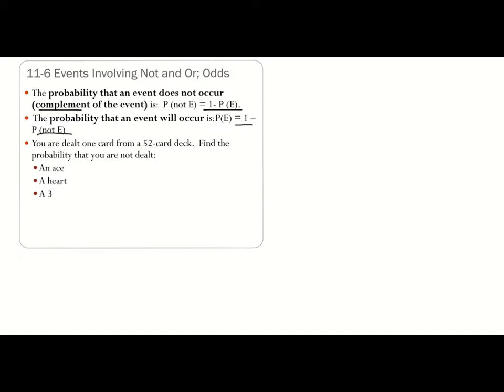So here we have, you're dealt 1 card from a deck of cards. Find the probability that you are not dealt an ace. Well, again, we'll start with our 1 because all probabilities are based out of 100%. And I know that in my deck of cards I have 4 aces. So I'm going to subtract the probability of drawing an ace. And to do this, I'll turn my 1 into a fraction. So I'll make it 52 over 52 minus my 4 over 52. And I end up with 48 over 52, or that simplifies to 12/13. So that would be my probability of not drawing an ace.